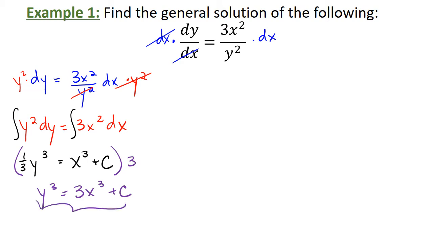This will suffice. Some people will want to get y completely by itself and take the cube root of both sides. Some people want the constant by itself. If that's the case, you'd have y cubed minus 3x cubed is equal to c. Any of those will suffice.